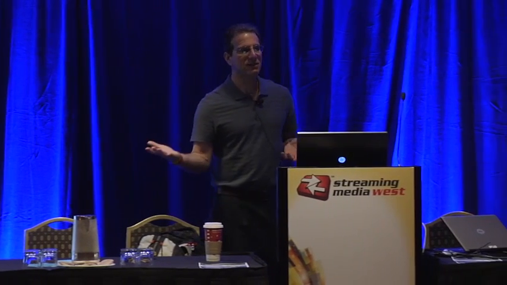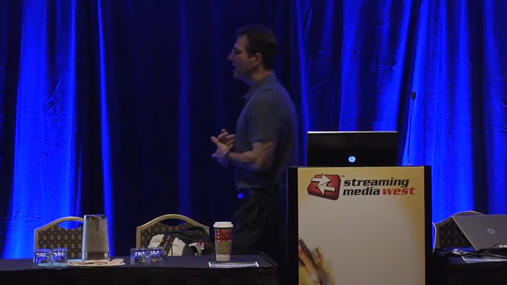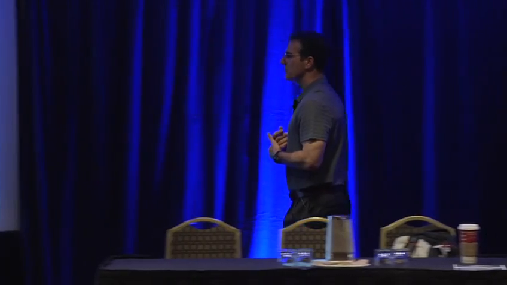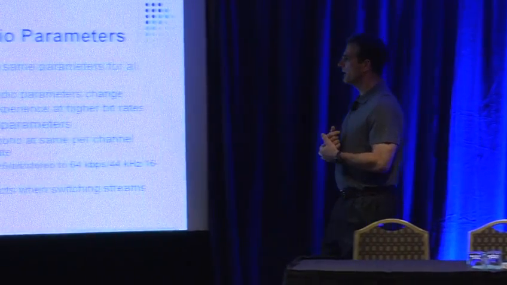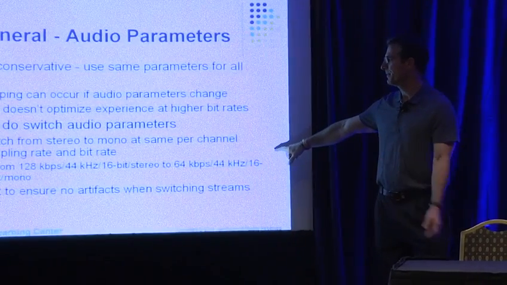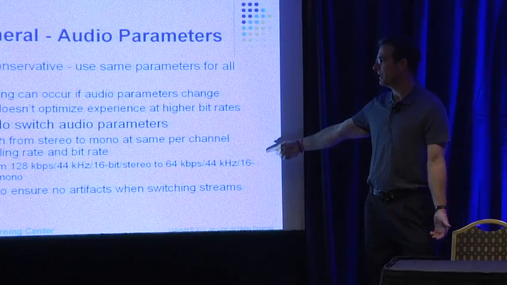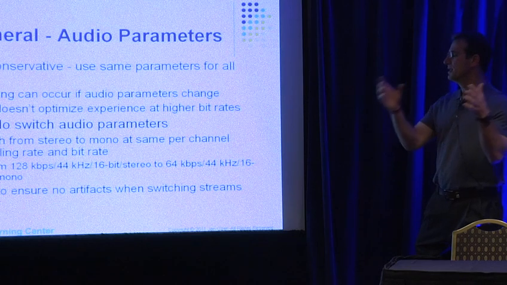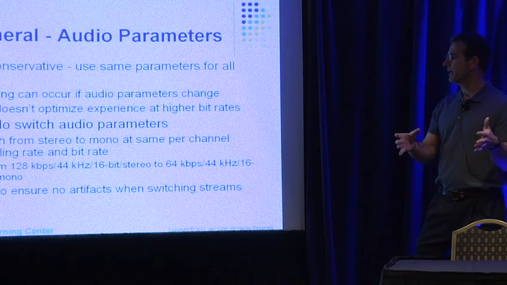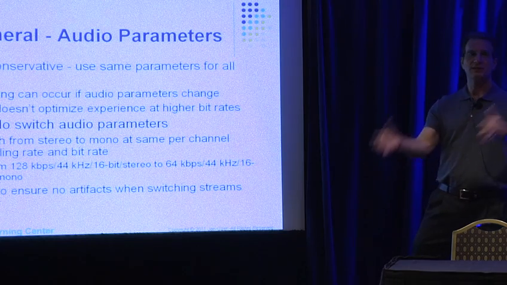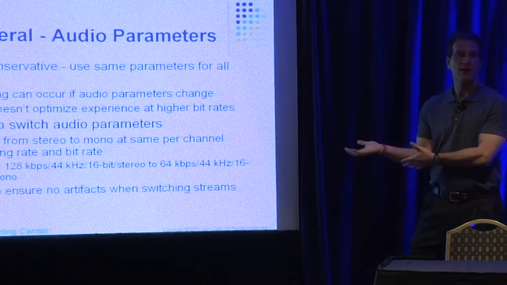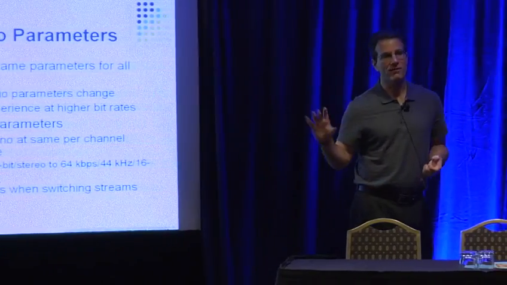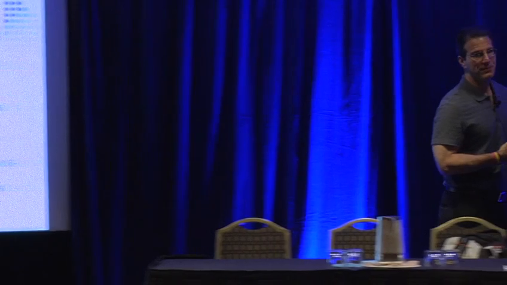You're going to try this, you're going to test it, then you need to just listen and see what happens when you encode your own files and stream switch. Most of the people who are doing this, they're switching from mono to stereo using the same per channel sampling rate and the same bit rate. So start out at 64 kilobits per second mono, 44 kilohertz 16-bit, and then switch to stereo using the same parameters. And that may reduce any artifacting that you would encounter.